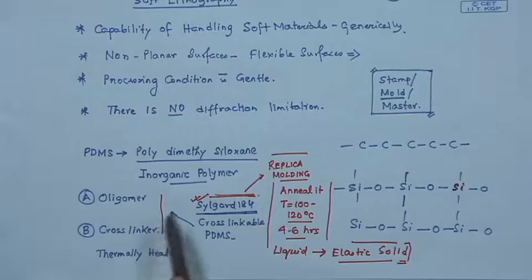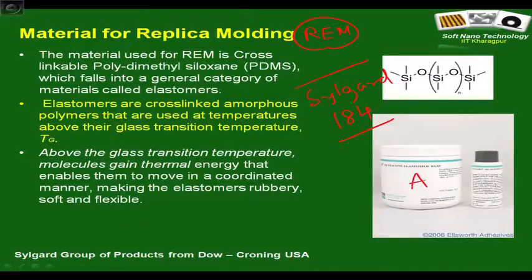So, it is a cross linkable material. It comes in two parts. So, this is the part A and this is part B. All you need to do is mix them. As you mix them, it's in a purely viscous state. Then you thermally anneal it. It transforms to an elastic state, and that elastomer is what you actually want.